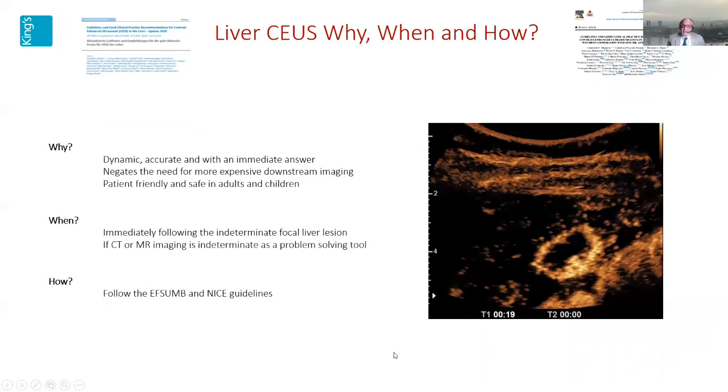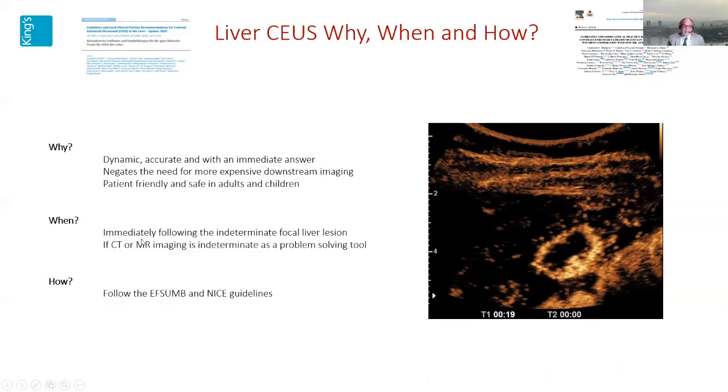So just in conclusion, liver contrast-enhanced ultrasound: why, when, and how? Well, why? Contrast-enhanced ultrasound is a dynamic, accurate investigation with an immediate answer. It negates the need for more expensive downstream imaging. It's patient-friendly and safe in adults and children, bearing in mind most of the incidental lesions that you see in your practice are going to be benign. You serve the patient better by doing an immediate contrast-enhanced ultrasound examination.